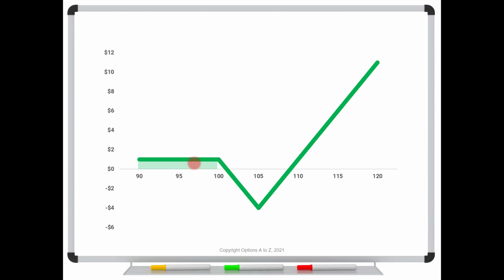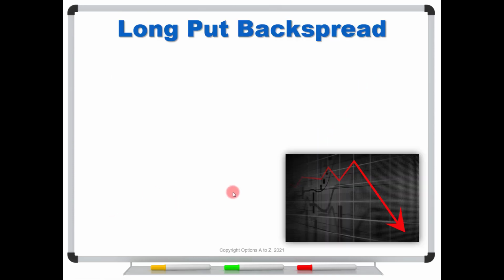Now, can we lose on this strategy? Of course. Right here in the middle, you can see where the strategy lies below zero. So in this instance, if you have a credit of $1, it's a 5-point difference in strikes. The maximum loss right over there would be $4. So that is a long call backspread. What's the other half of the wrangle? Well, that would be a long put backspread.